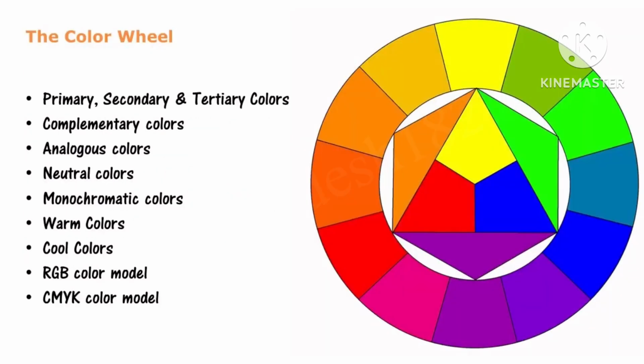So here I have written down all the topics which I will be covering in this video. So let's see what are the topics. First one, primary, secondary and tertiary colors. Second, complementary colors. Third, analogous colors. Fourth, neutral colors. Fifth, monochromatic colors. Sixth, warm colors. Seventh, cool colors. Eighth, RGB color model. And ninth, CMYK color model. So let's see what the primary, secondary and tertiary is.